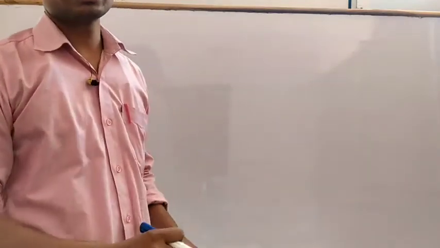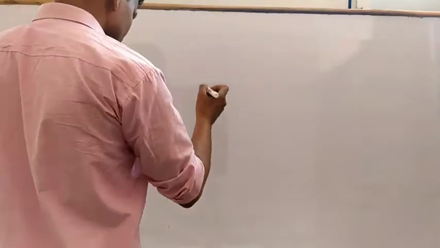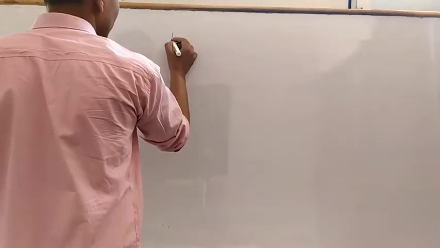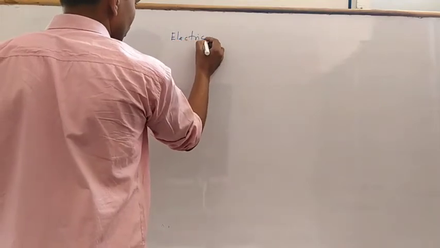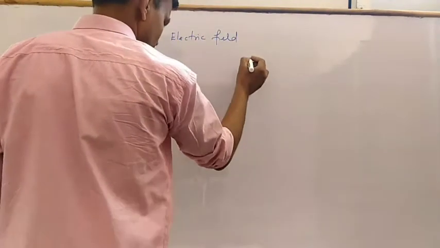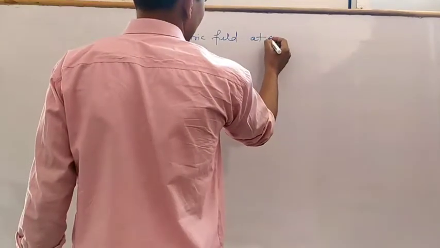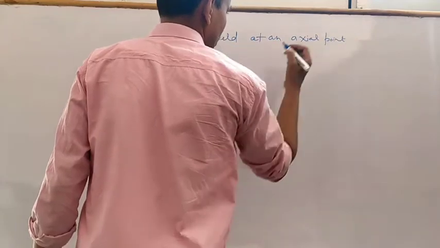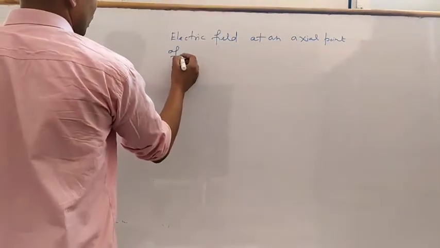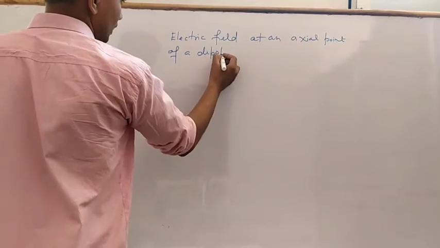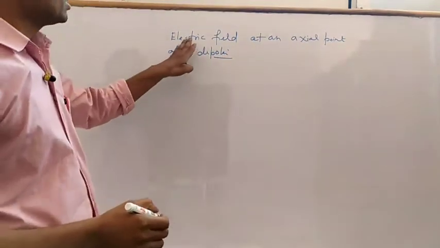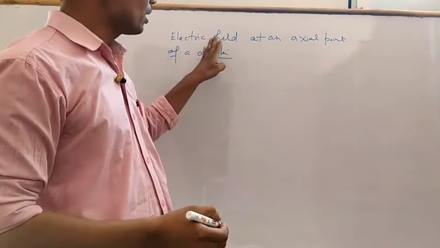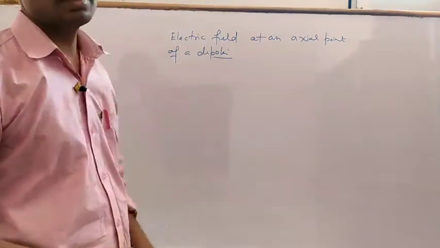So we have studied the electric dipole, a system of equal and opposite charges separated by some distance. The next topic is related to the electric field: the electric field at an axial point of a dipole. This means we want to calculate the strength of the electric field at an axial point of an electric dipole.